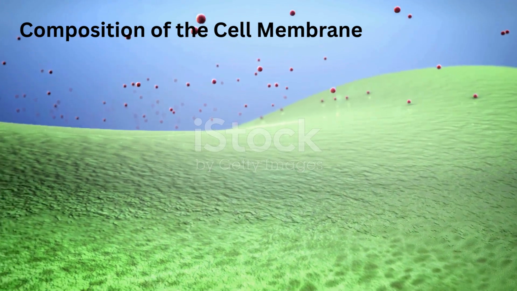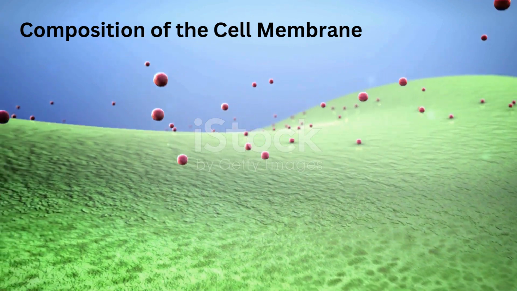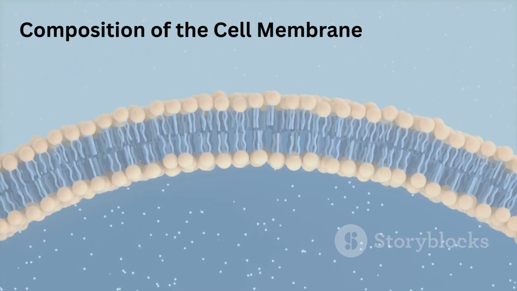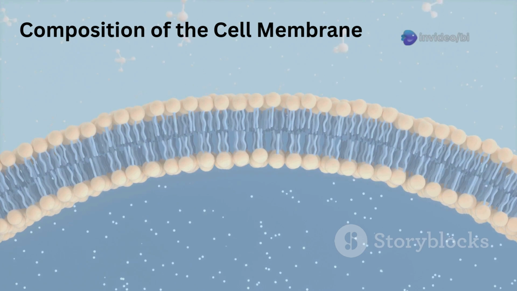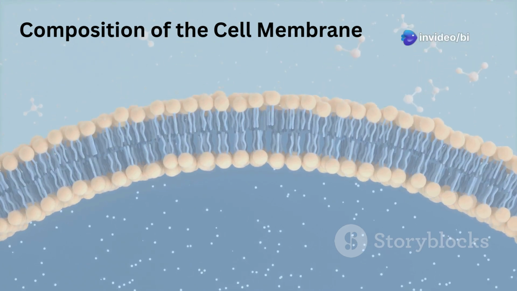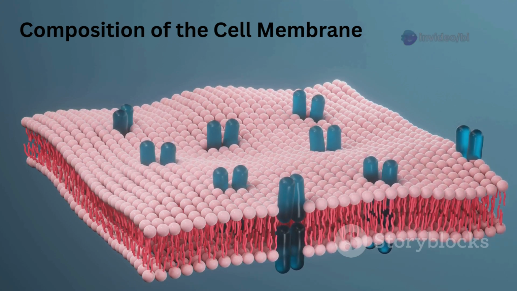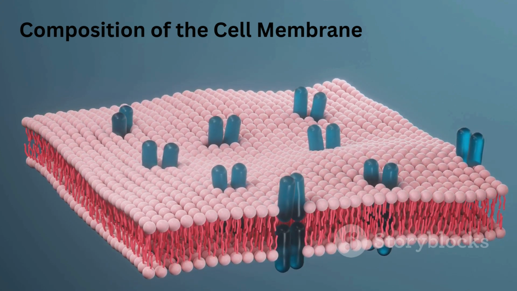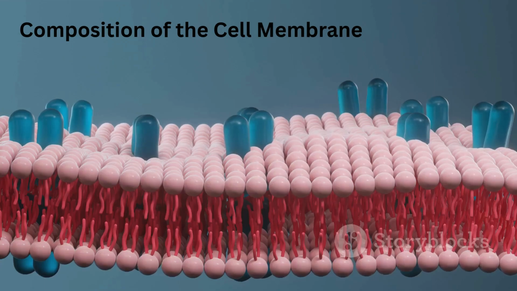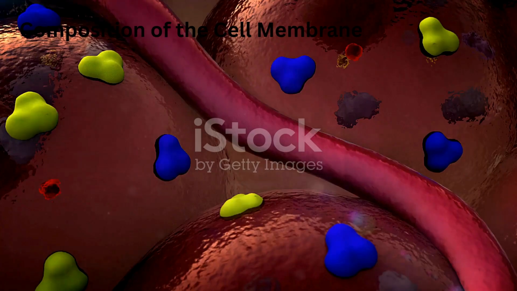Cholesterol, another lipid, is interspersed within the phospholipid bilayer in animal cells. It helps to regulate membrane fluidity, making it more stable and less permeable to small water-soluble molecules. Glycolipids, lipids with attached carbohydrate chains, are found on the outer surface of the cell membrane. They play a role in cell recognition and signaling.